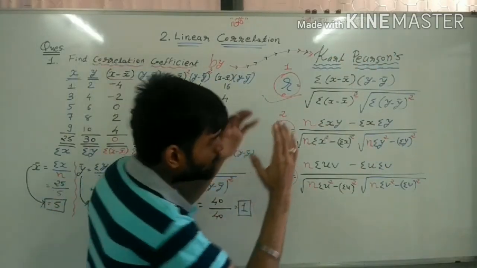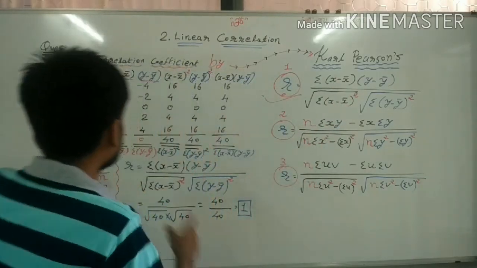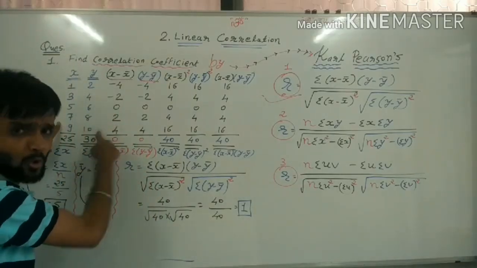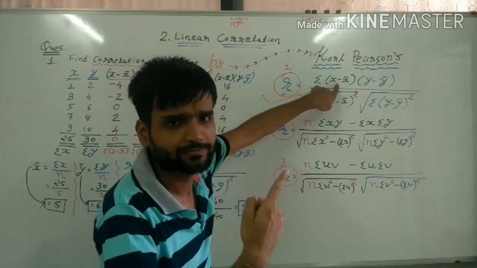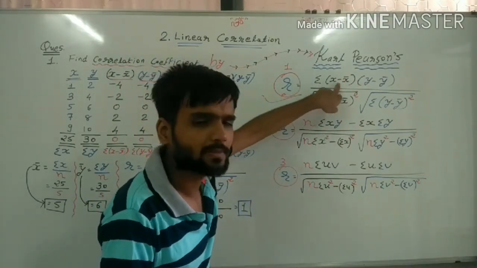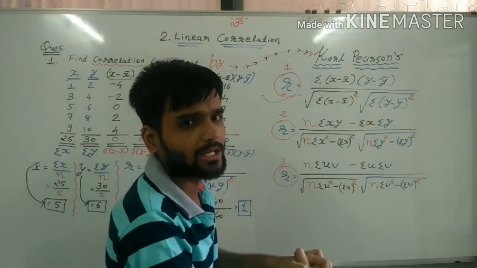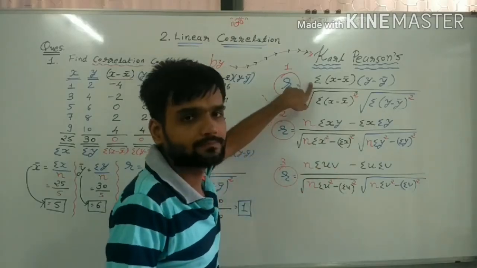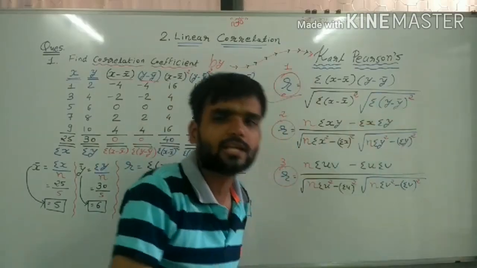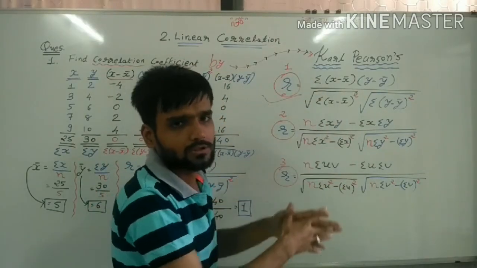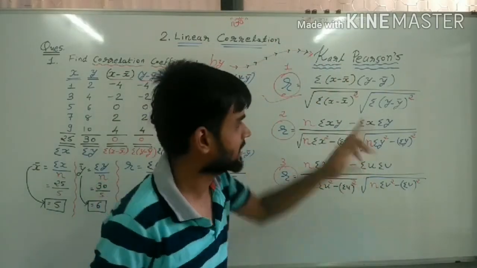Now, observing this first formula, what can we understand? We are given only x and y. What do we need to solve this formula? First, we need x minus x bar. Second, we need y minus y bar. Then we need the multiplication of x minus x bar and y minus y bar. Then we find sigma, because sigma means total. We do the total after finding all the columns: x minus x bar, y minus y bar, and the multiplication of those.